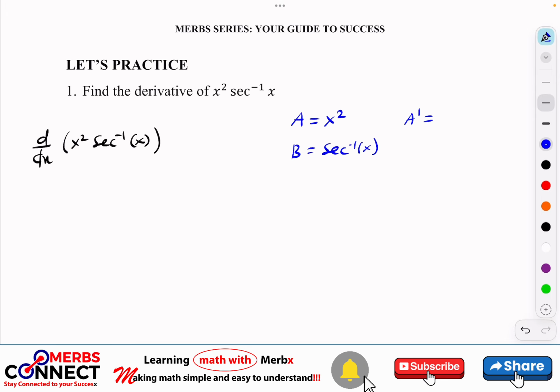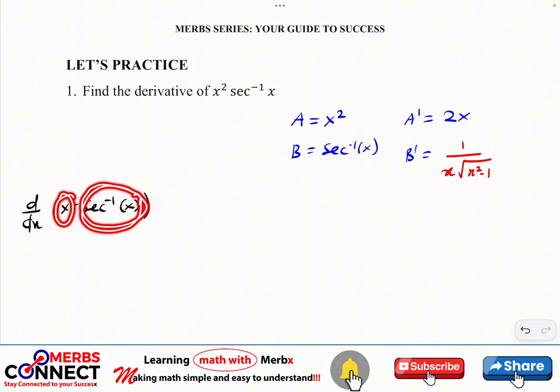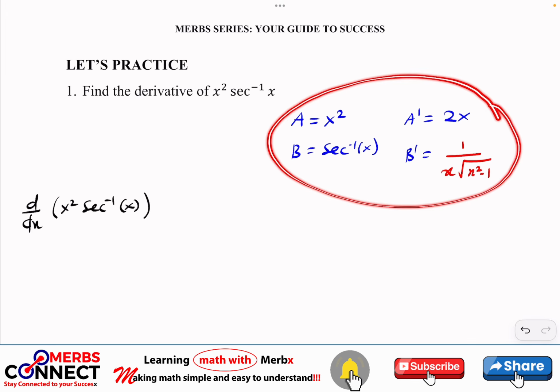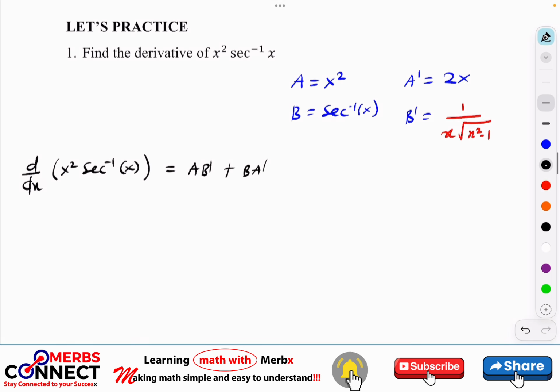What is a prime? Using the power rule, this is going to give us this. And then what is b prime? This is what we just learned. So this is 1 divided by x square root of x squared minus 1. Here you need to pay attention when you are writing it, because it's kind of similar to the sine. So that's what you are going to get. When I take the derivative of this, because I know how to differentiate the individual functions x squared and secant inverse, and I know how to use the product rule, my life has become so easy, and I can just do this: a b prime plus b a prime.